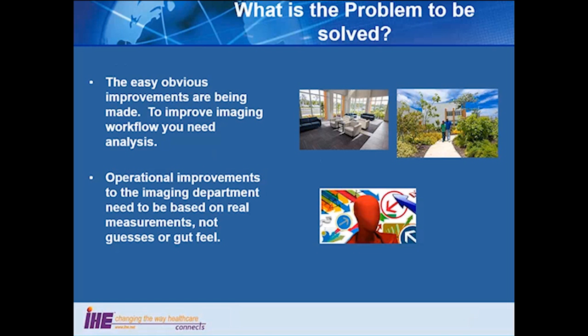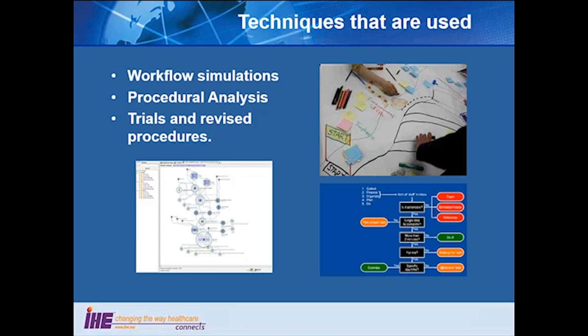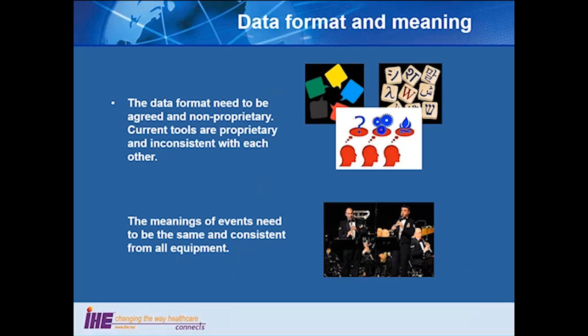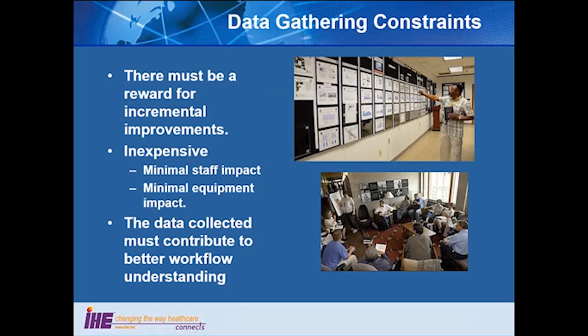For that, people need real data of how long things are taking, where people are waiting, where the bottlenecks are, and try to understand why. People want to do workflow simulations, analyze their procedures, revise their procedures. They'll do trials of different procedures, revise them, and need feedback on what works. And then they want data. And this got to our requirements.